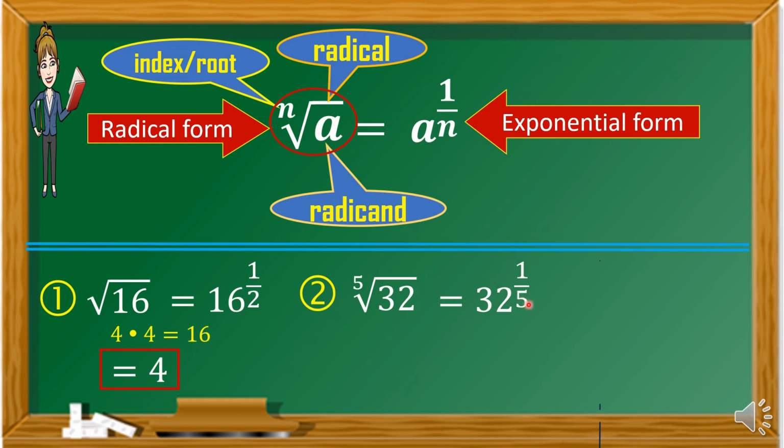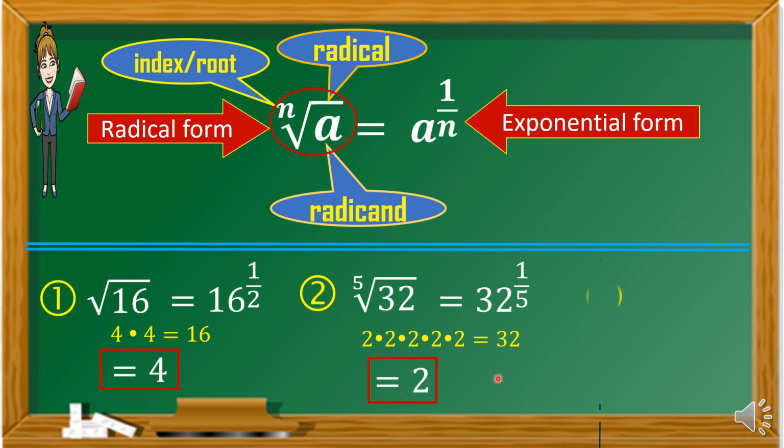And then, the denominator of our exponent, 5, is our index. So again, when we simplify this, we just think of a number that, when we multiply it by itself 5 times, will give an answer of 32. So what is that number? Of course, that is 2. So when we multiply 2 by itself 5 times, the answer is 32. That's why, again, the fifth root of 32 is 2.